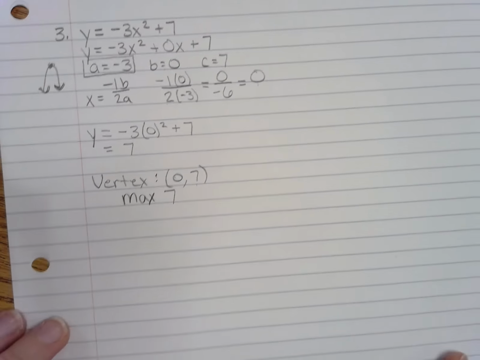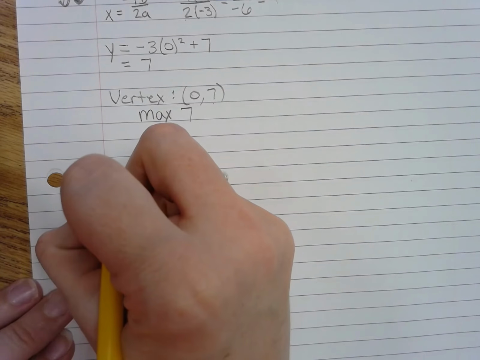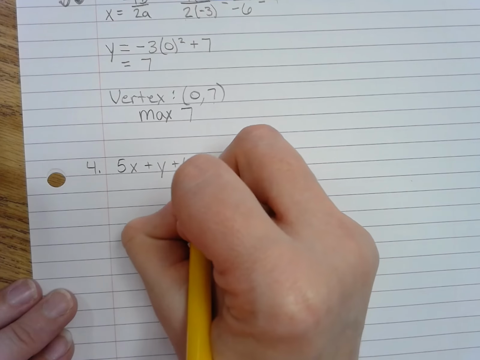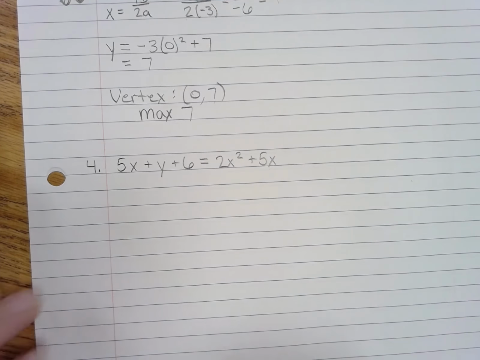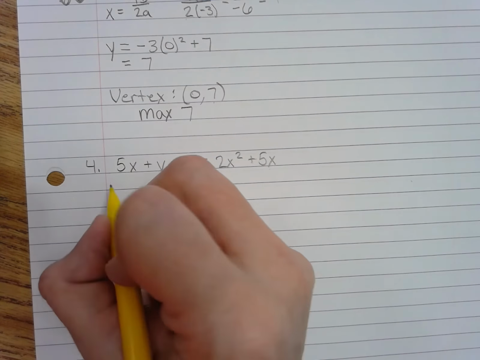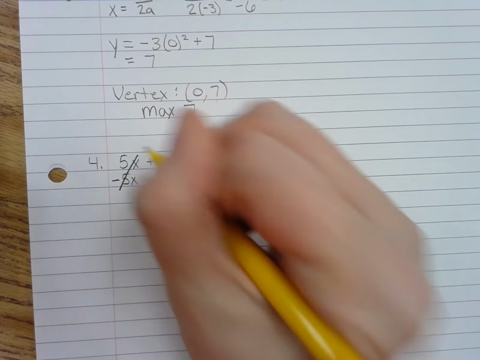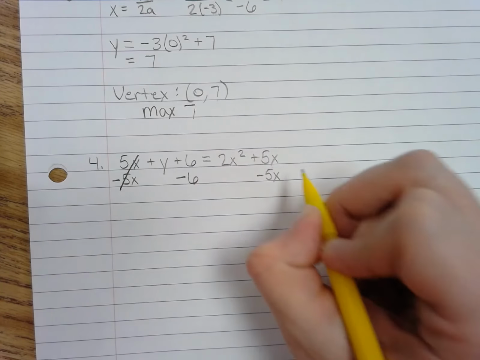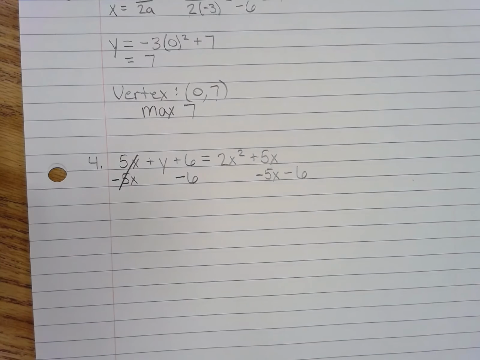Let's take a look at one more example before we actually start graphing these. Example number 4, we have 5x plus y plus 6 equals 2x squared plus 5x. So we already know we need to get this in standard form by solving for y. So let's first subtract 5x from both sides. It does cancel from this left-hand side. And we also need to subtract the 6 from both sides. Notice the 6 does not have a like term, so I'm just tacking it on at the end for now.